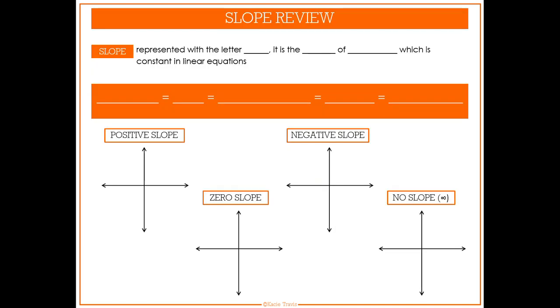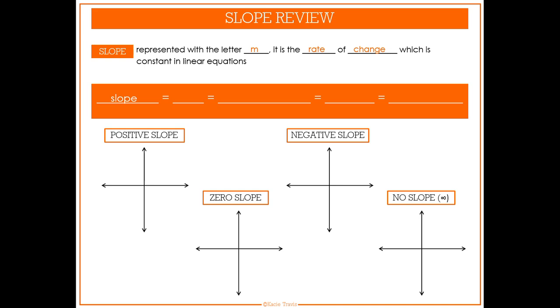So, first off, what is slope? Slope is usually represented by an m, which is the rate of change, which is constant in a linear equation. Now, if you remember what a linear equation was, that's when the x value is to the first power. Now, how do we find out slope? What do we use for that?